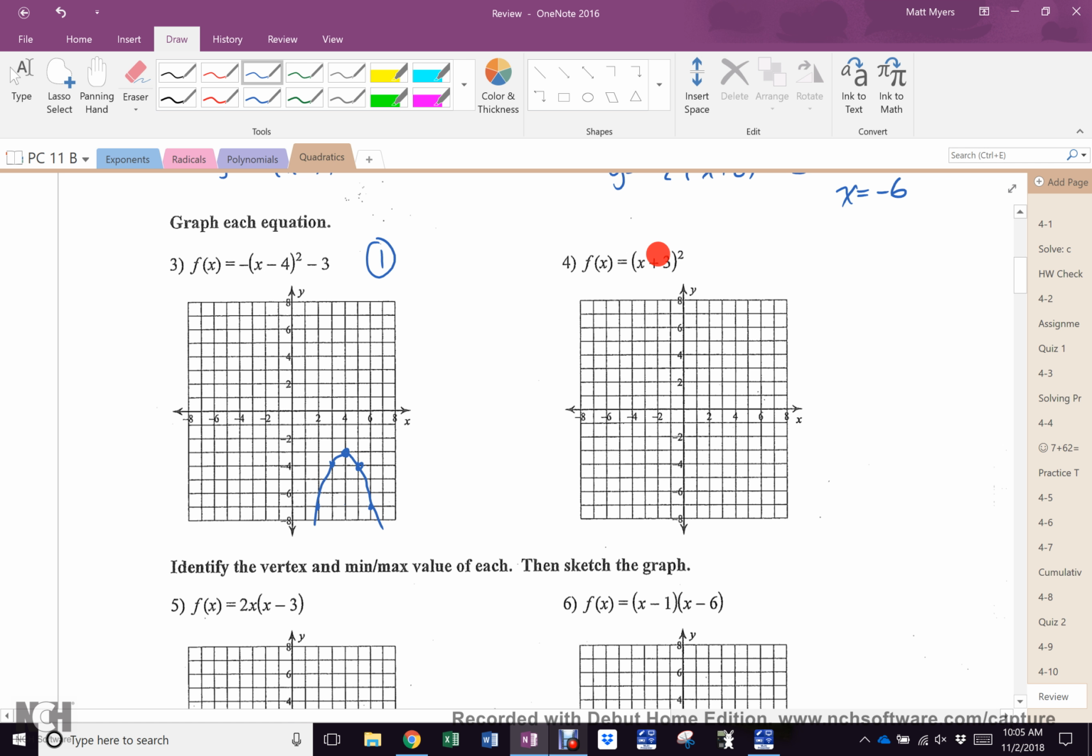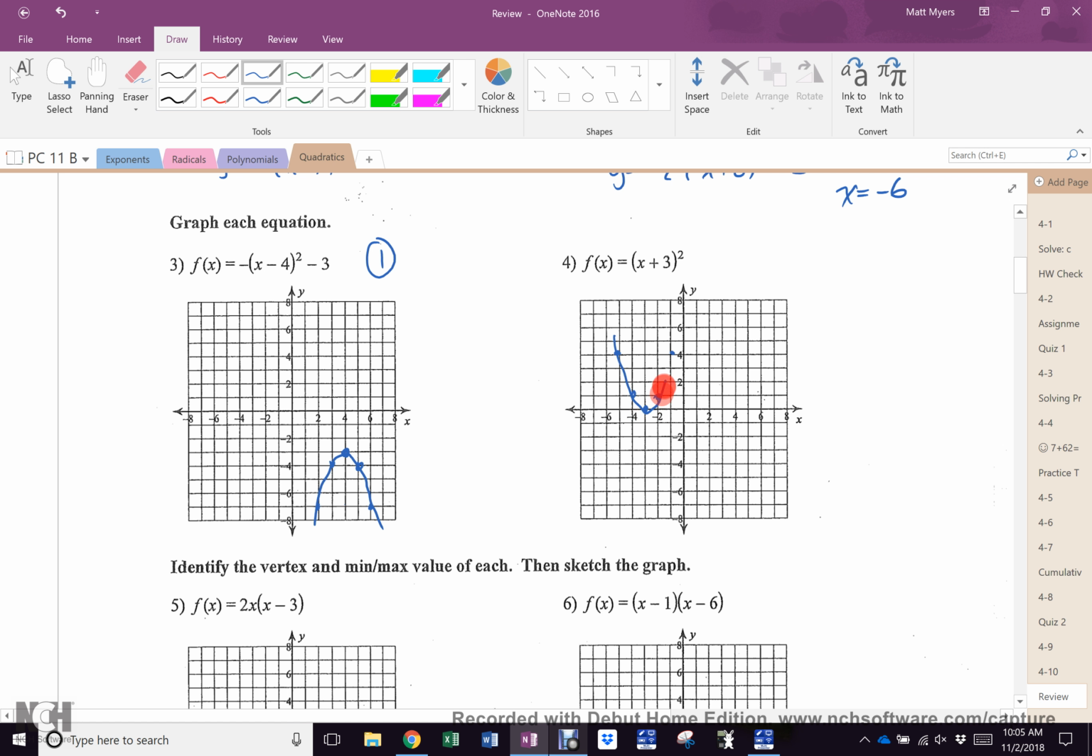What's the vertex here? Negative 3, 0. Is there any stretch? No. So it's over 1, up 1, over 1, up 1, over 2, up 4. 1, 2, 3, 4. For 1 mark. Yeah? Whoa. Slow it down there, big stuff.